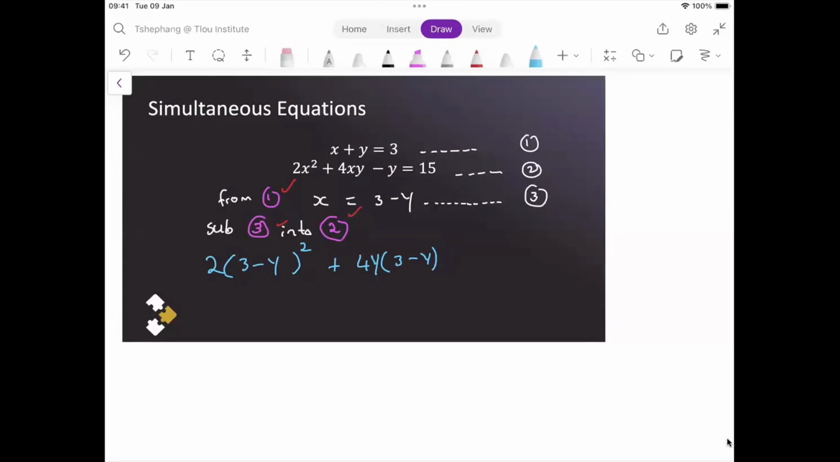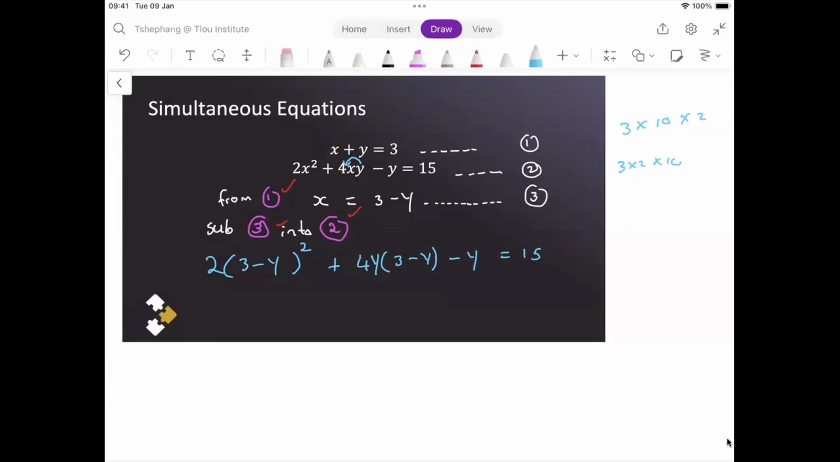What do I mean by that? I mean that if you have 3 times 10 times 2, it's the same as saying 3 times 2, then times 10. The order of multiplication does not matter. That's why I put the y here in front of the 4, or just after the 4. Then it's minus y is equal to 15.